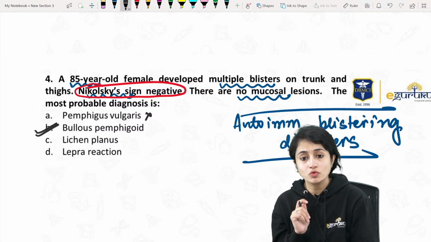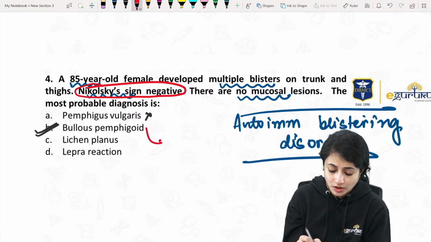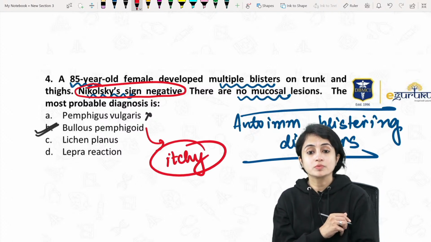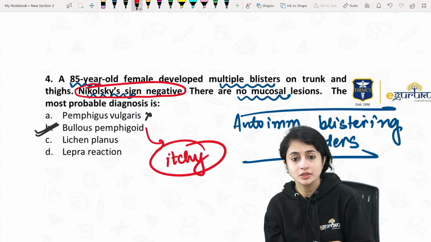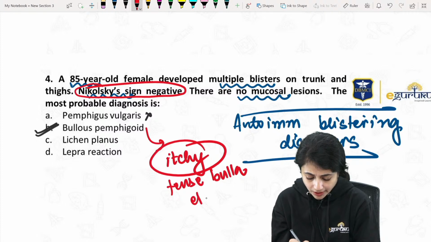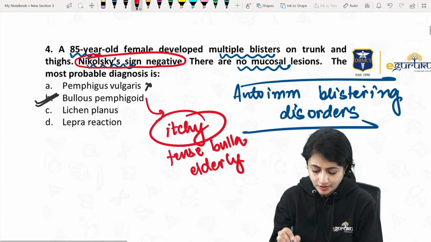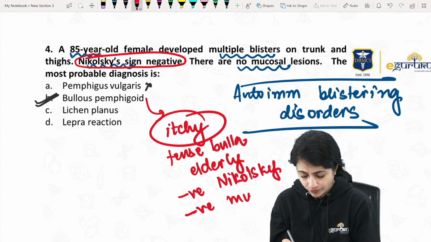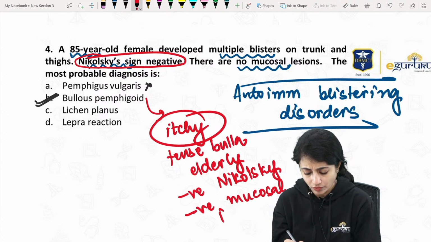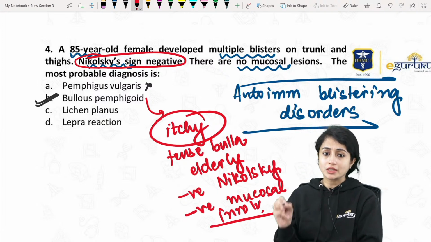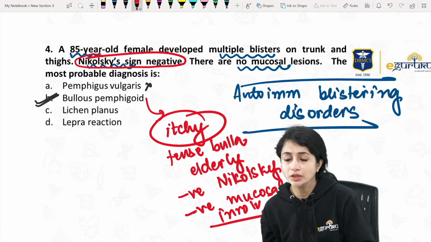Another important thing that I would just mention here about bullous pemphigoid is these vesicles of bulla are usually itchy. In bullous pemphigoid, they may give you that also as a hint. So itchy, tense bulla in elderly with negative Nikolsky. I'm jotting down the important points here, and negative mucosal involvement. If you see any of this, if you see all of it, you can easily mark bullous pemphigoid as an option. It is a type of subepidermal disorder.